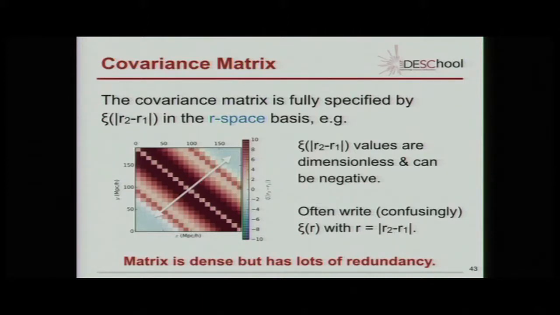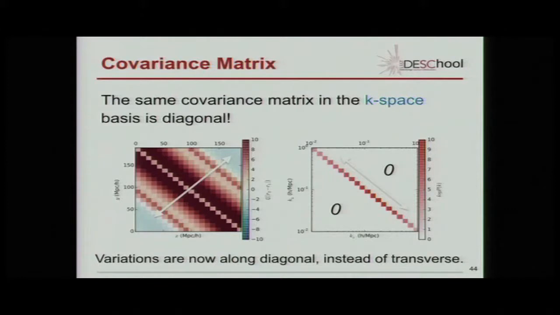The elements of the covariance matrix in this R basis are exactly the values of the correlation function. So the correlation function is just the elements of this matrix in one basis. They're dimensionless and they can be negative. Although it's really the magnitude of a separation between two vectors, and so it should really be delta R, people usually just write R. Again, I'm going to do that for the rest of the talk. Looking at this matrix, it's very dense, but it has a lot of redundancy. So there must be a better basis, and that's exactly what the other basis, the K-space basis, provides us.